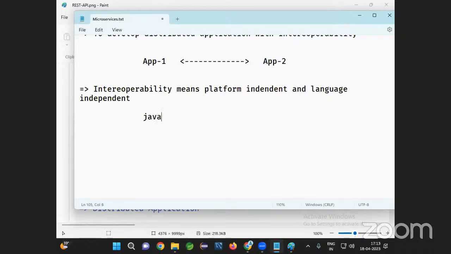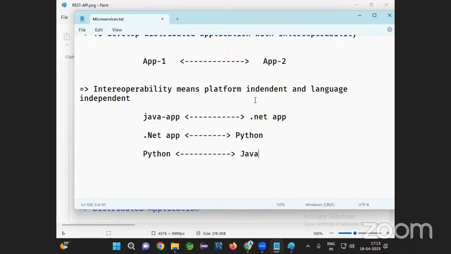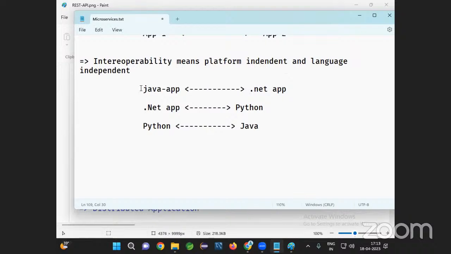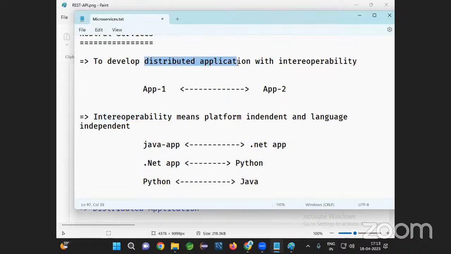That means Java application should be able to communicate with the .NET application. .NET application should be able to communicate with the Python application. Python application should be able to communicate with the Java application. Like this, without bothering about the technology, without bothering about the platform, if one application is communicating with the another application, then those applications are called as distributed application with interoperability.